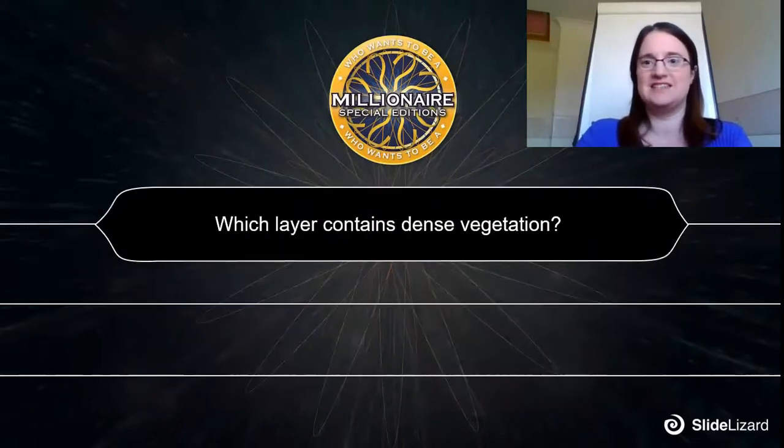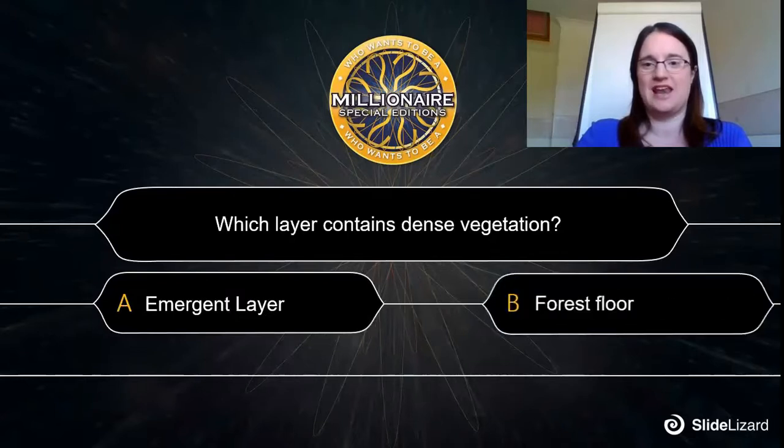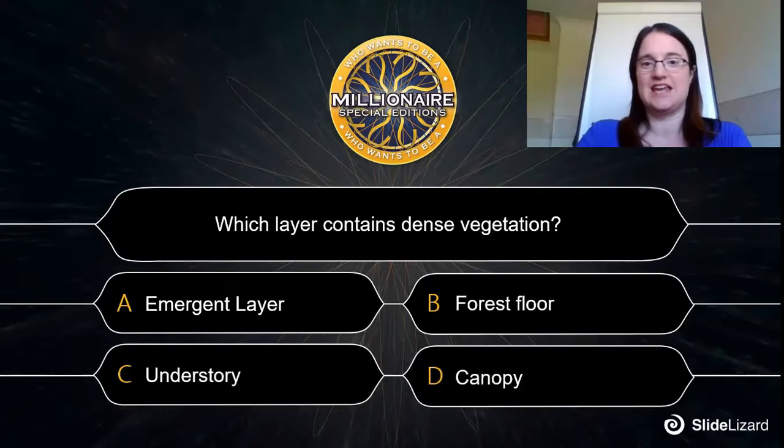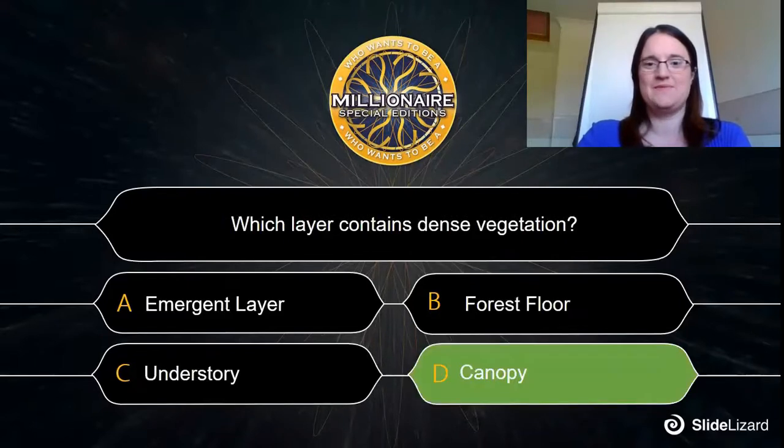Which layer contains dense vegetation? A, emergent layer, B, forest floor, C, understory, D, canopy. Which layer contains dense vegetation? Here we go. Canopy contains the most vegetation. Ready for question 3? Hopefully you've done all right so far.